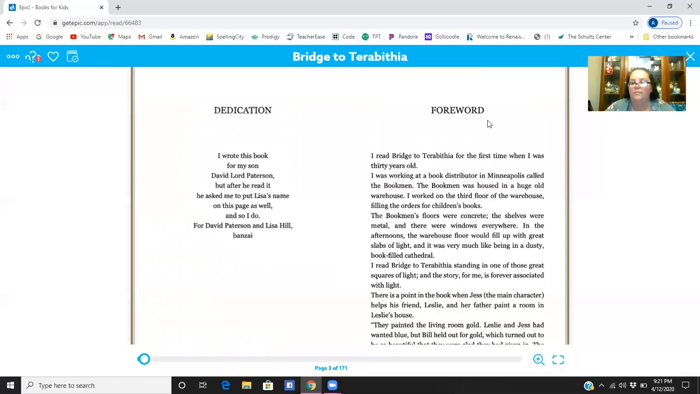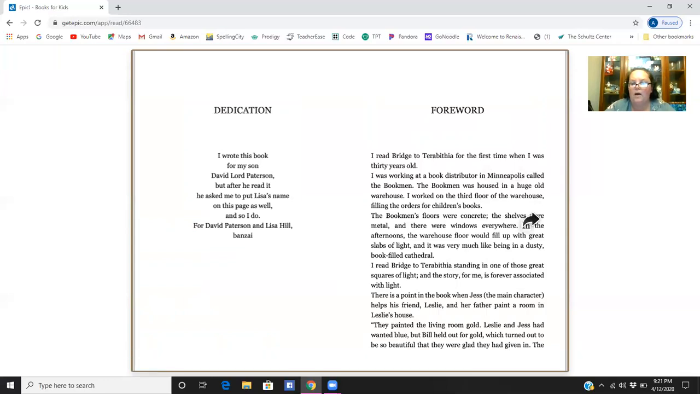This is the foreword. So this is just a little bit of information about the book.